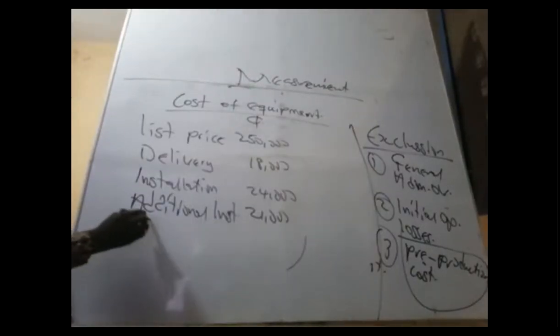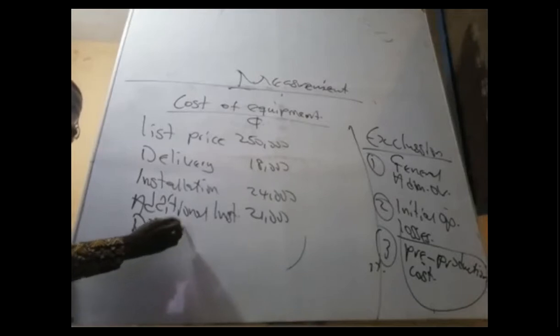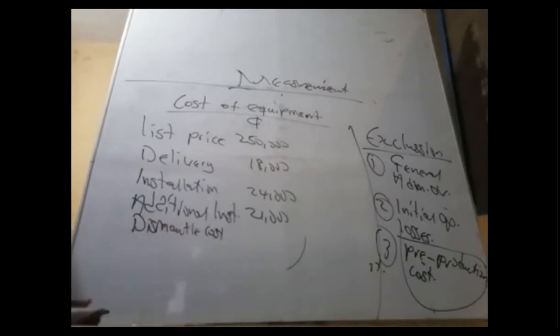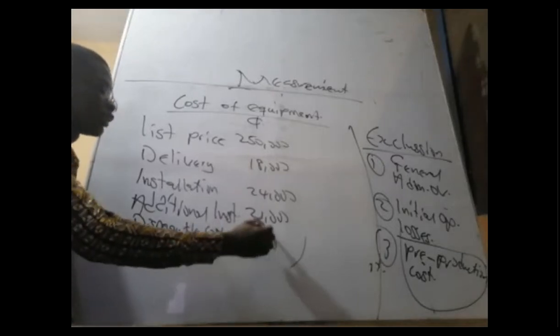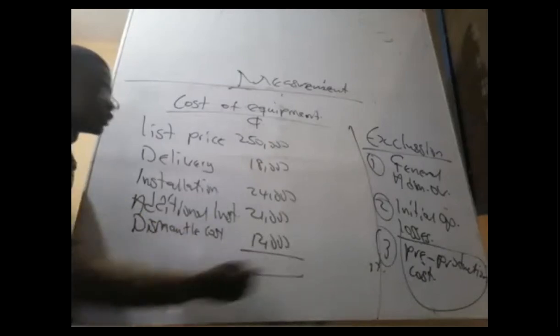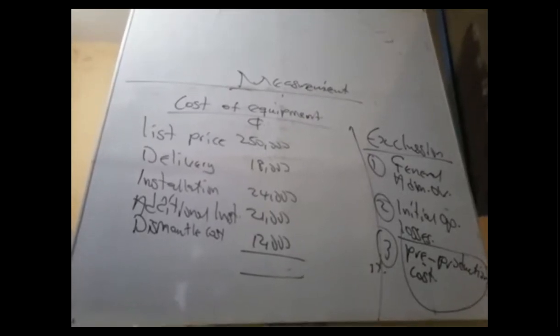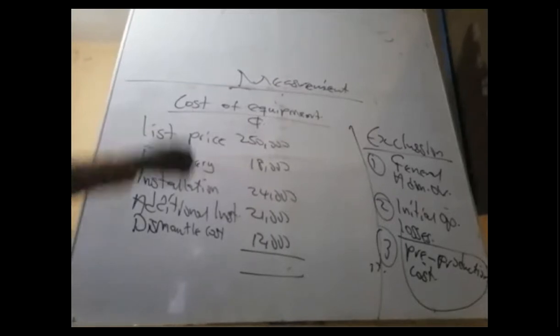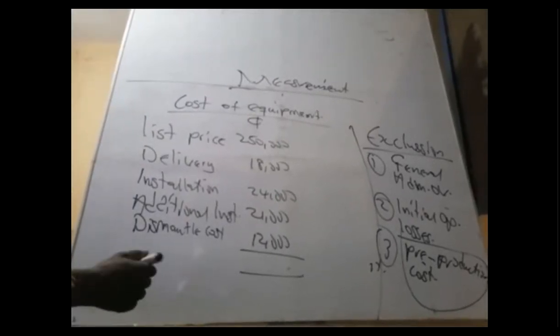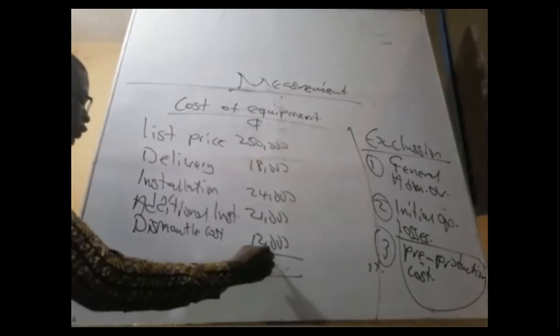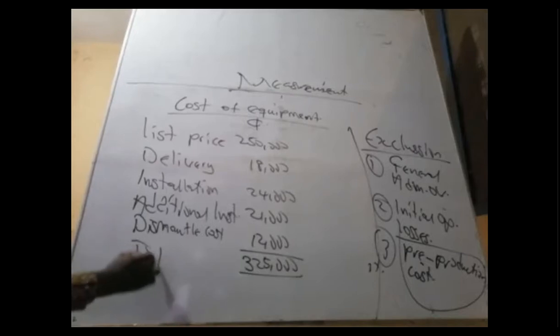So dismantle cost, estimated dismantle cost, which is 12,000. So this is the total cost of the asset initially to be included in the PPE register. Okay, so if we put all of them together, that's the total cost of the asset initially. Put all of them together and get something like 325,000 series. That's the total cost of the equipment.